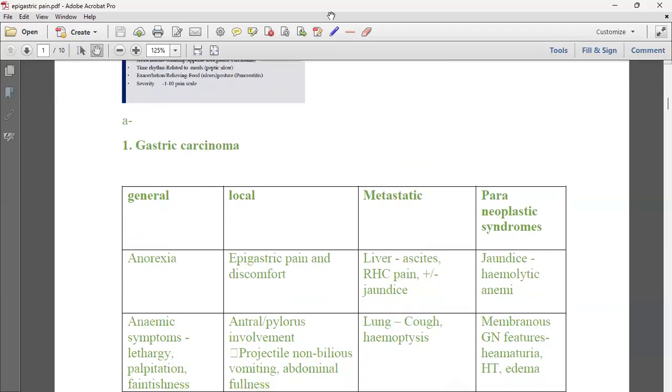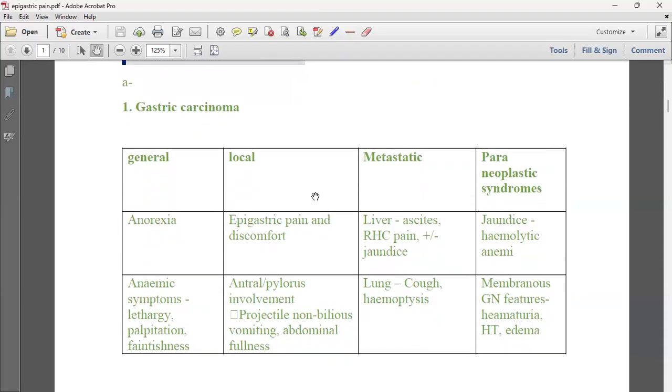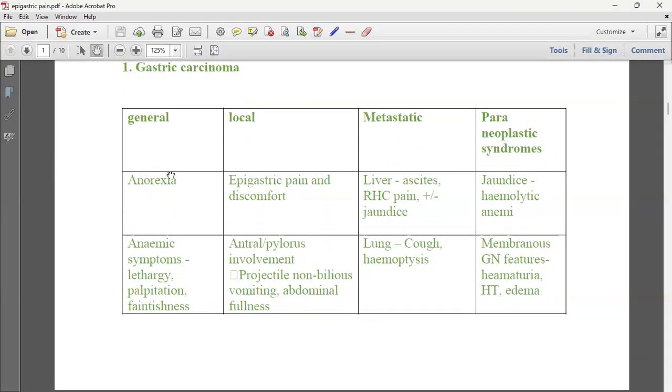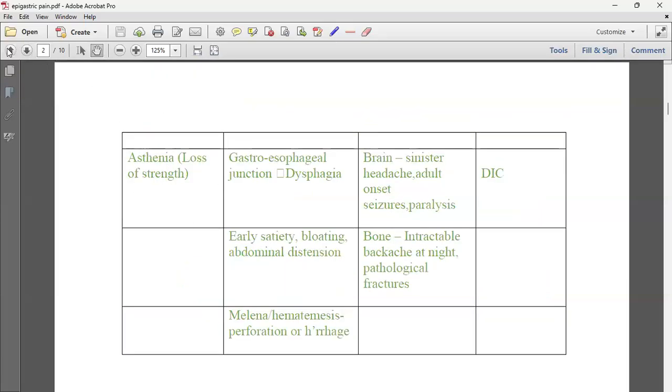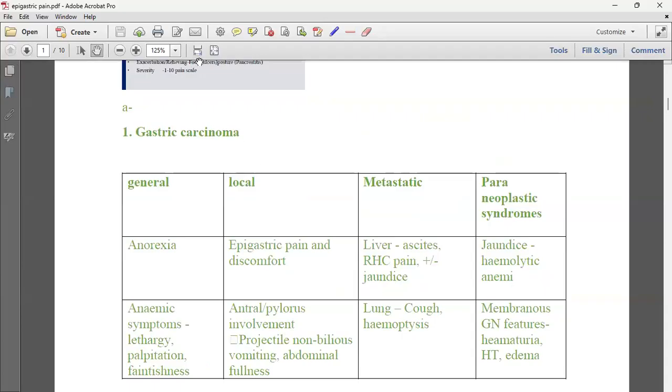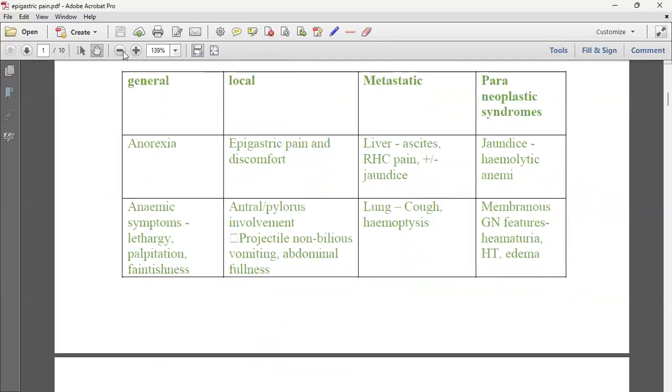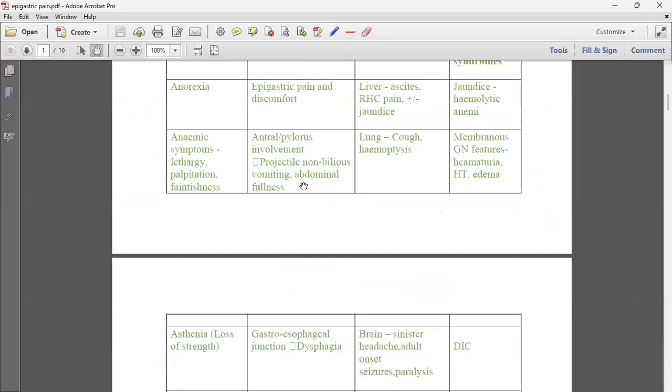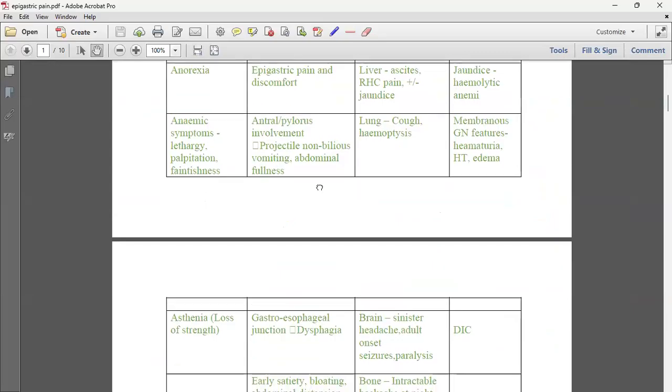So first one is, in a surgical long case, you have to think of very sinister pathologies. So whether it's gastric carcinoma, and whenever we talk about the clinical features of gastric carcinoma, it's better if you can divide into general, local, metastatic, and paraneoplastic syndromes. So gastric carcinoma, people will generally be anorexic, and they will have symptoms of anemia along with asthenia, so that's loss of strength. Along with that, local symptoms will be obviously epigastric pain and discomfort. And if there is a pyloric involvement, there will be non-bilious vomiting, projectile non-bilious vomiting.